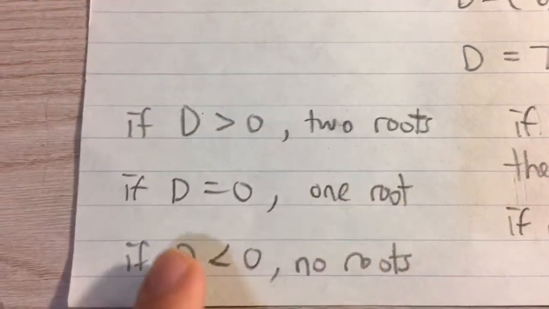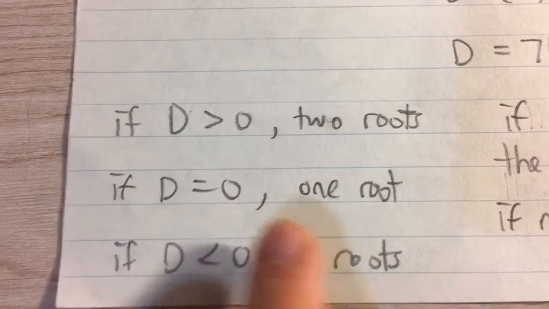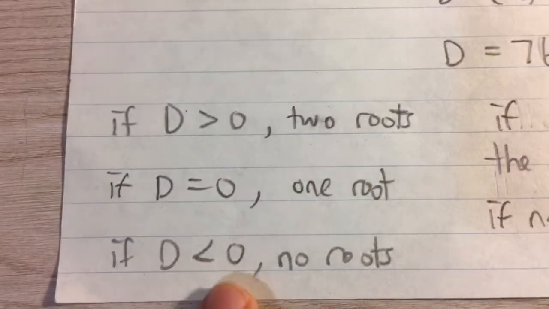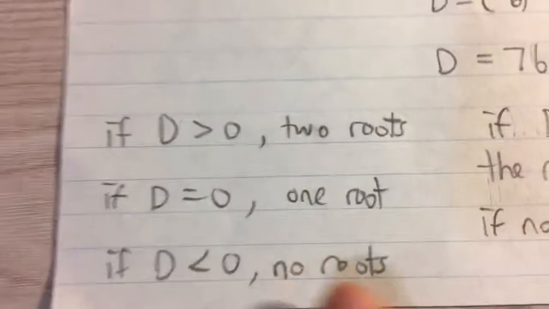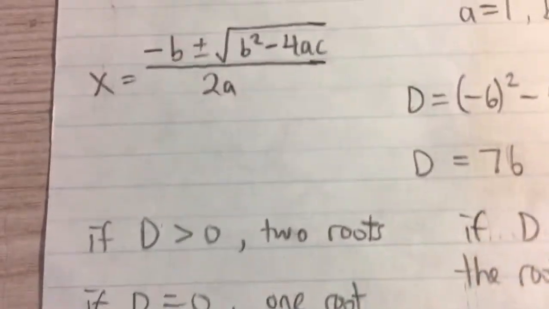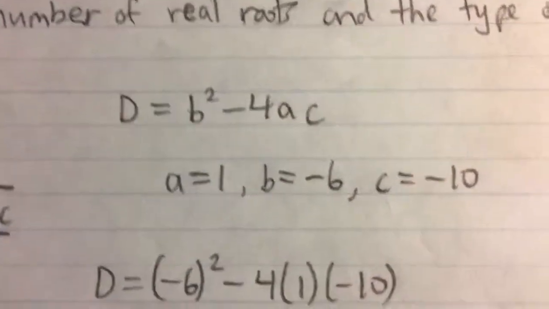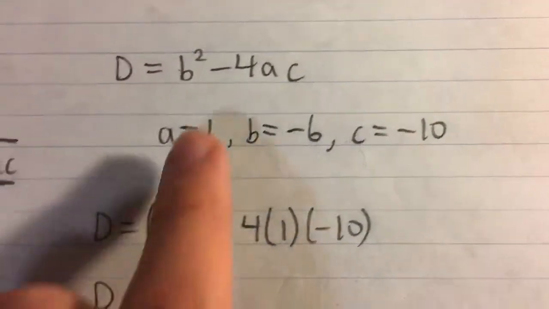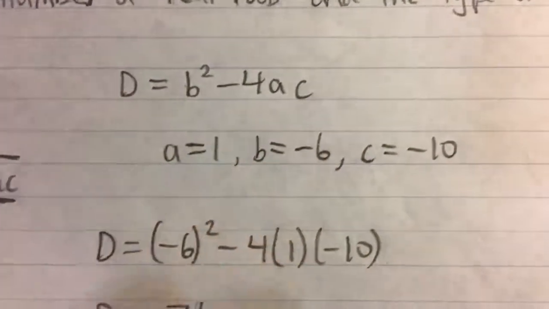are 2 roots. If it's equal to 0, there's 1 root. And if it's less than 0, there are no roots. And by roots, I mean real roots. There are complex roots, but we're not really going to cover that here. So anyways, b squared minus 4ac, that's what the discriminant is equal to.